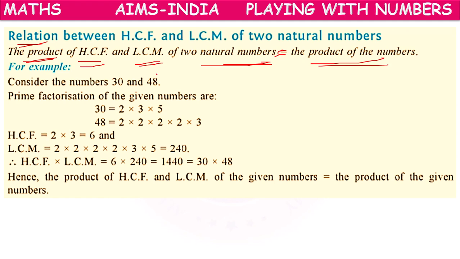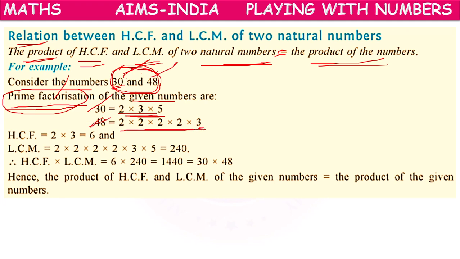Means if the given numbers are 30 and 48, what we have to do? We have to do prime factorization of the given numbers. What is prime factorization? Writing the given number as a product of its prime numbers is called prime factorization. Like that, for 30 we have to do prime factorization, and for 48 we have to do prime factorization. We will get some prime factors.